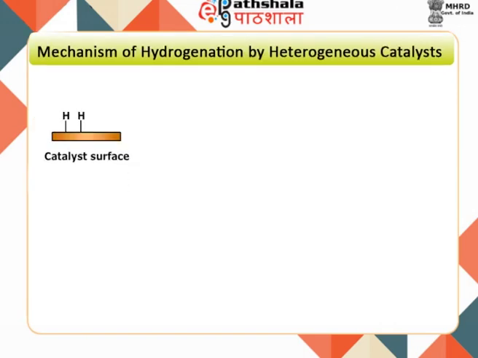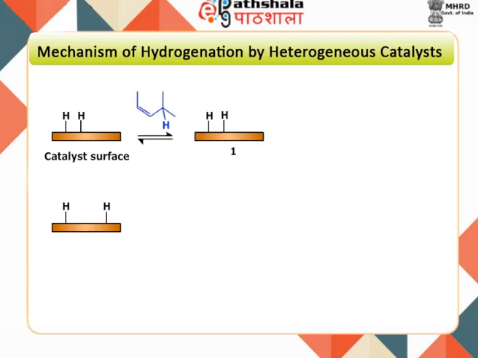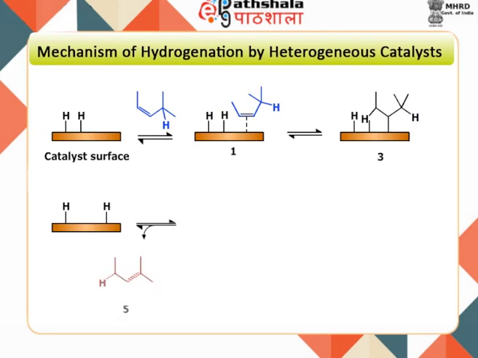Coming on to the mechanism of hydrogenation by heterogeneous catalyst. It is found in general that hydrogenation takes place by cis addition of hydrogen atoms to the less hindered side of the unsaturated center, and thus the cis hydrogenated product is usually obtained. However, trans product may form occasionally.